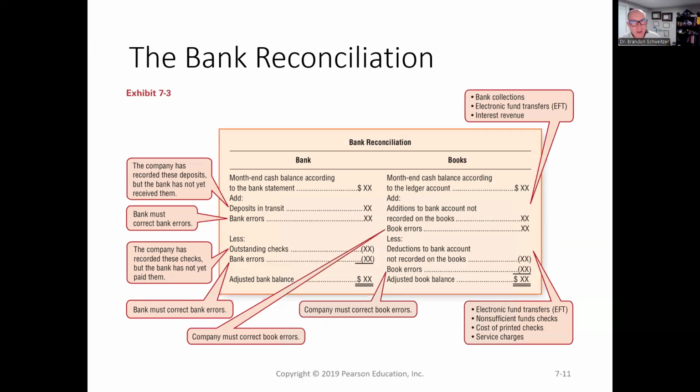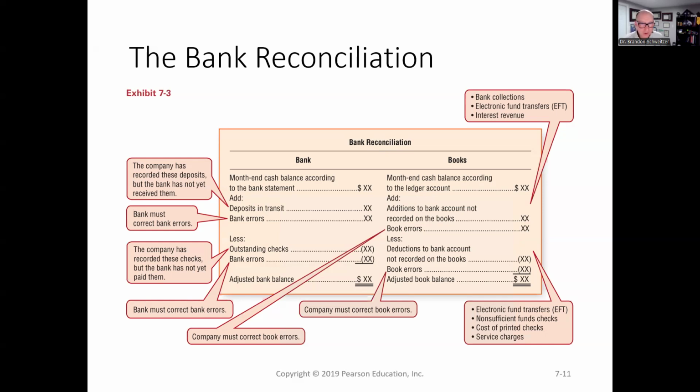So here we have an example of the bank reconciliation process. On the left side, we can see our bank statement. And as I'd mentioned, there might be some differences here. The cash balance might be higher due to interest revenue or lower due to a bank error or outstanding checks or whatever the case may be. So we go through the process of making the adjustments.